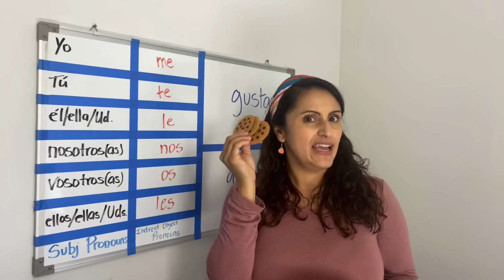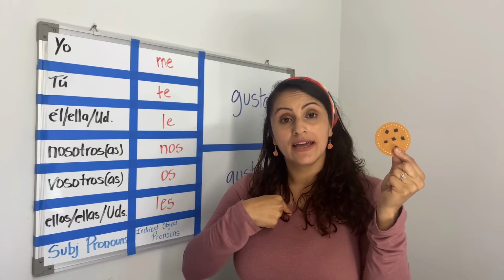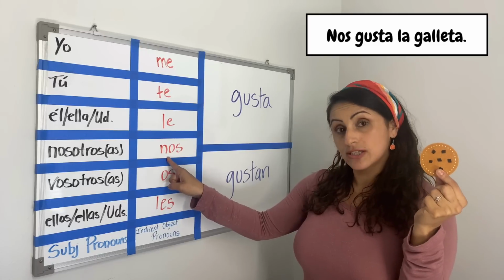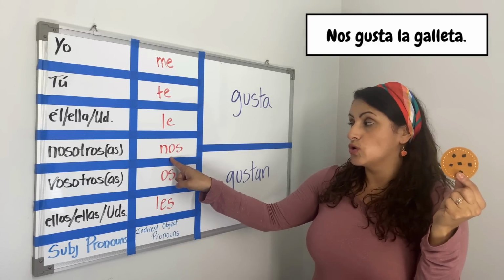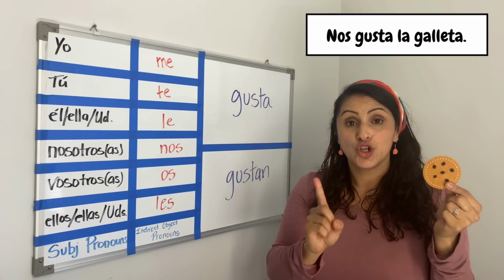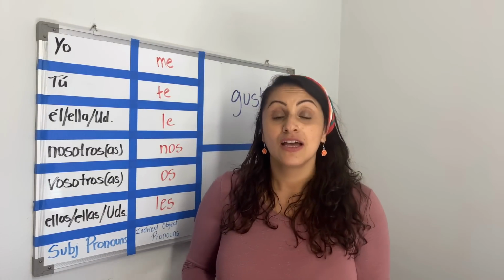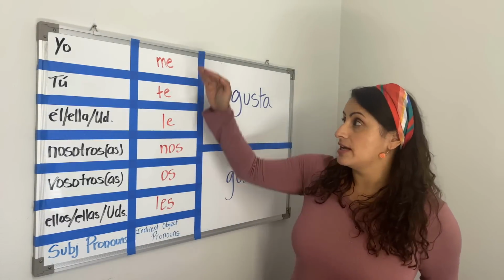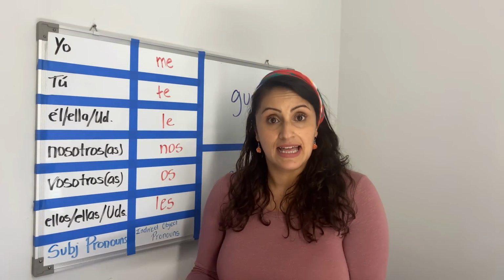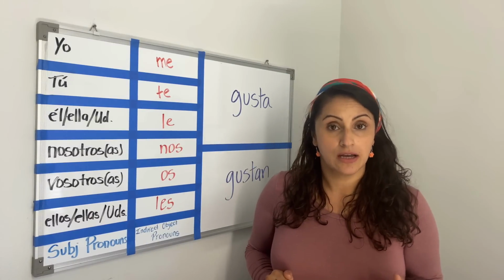Now, let's say we ate all of them but one. And now we want to say we like a cookie. So we still use nos because it's we. Nos gusta la galleta. We only have one. So the main thing, guys, to remember here is that these indirect object pronouns depend on the person that is liking something. That person needs to match those indirect object pronouns.